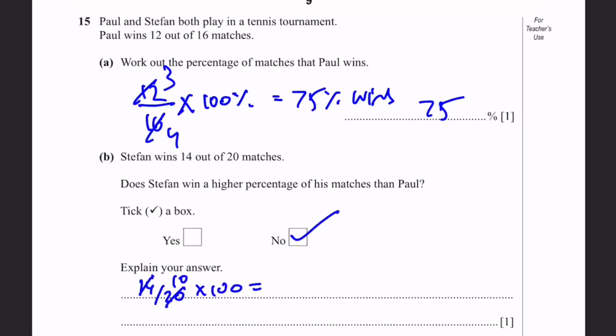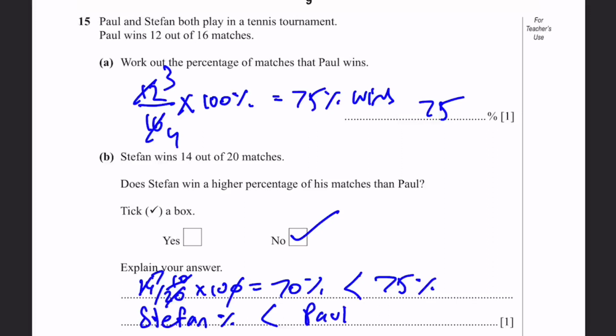out to 10 and 7. Cancel this and 1 0. 7 into 10, which is 70%, which is less than 75%. So Stefan's percent is less than Paul's percent. Therefore, Stefan is not winning more matches in percentage than Paul.